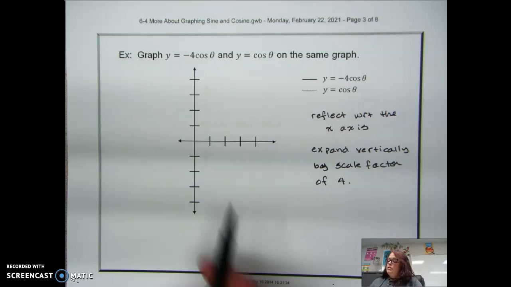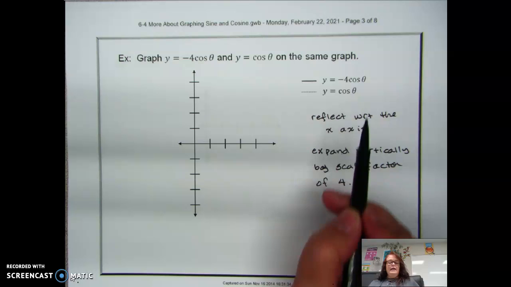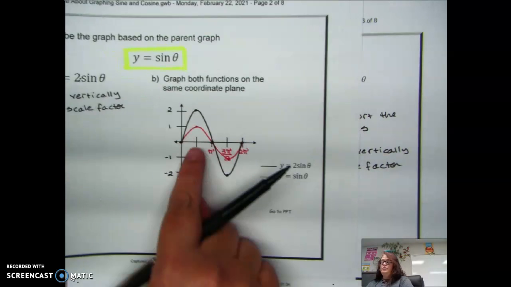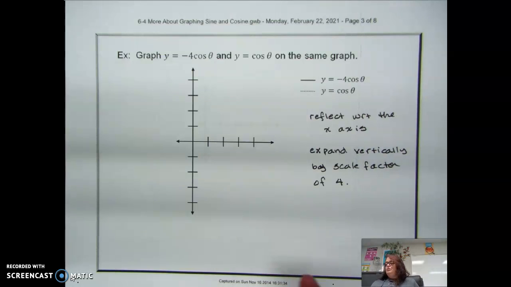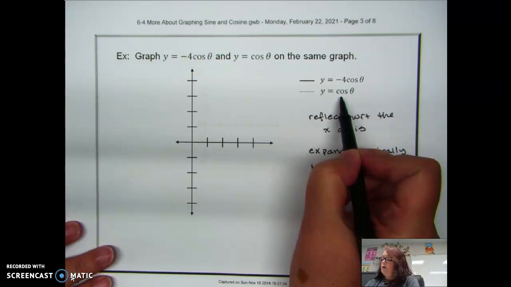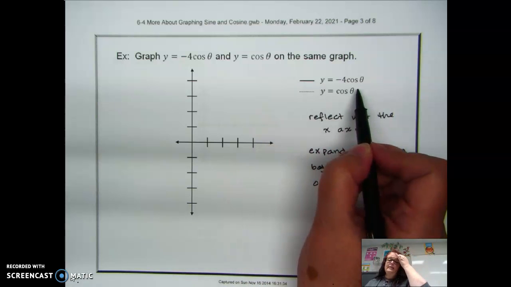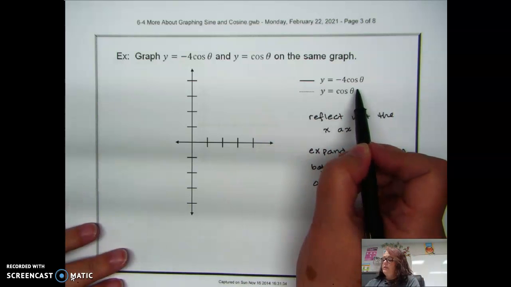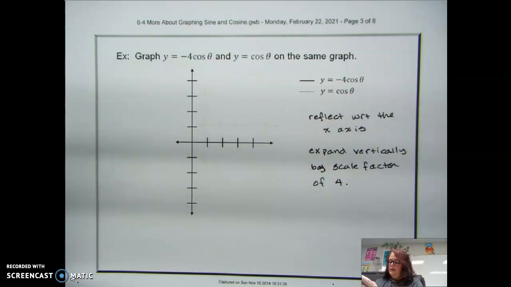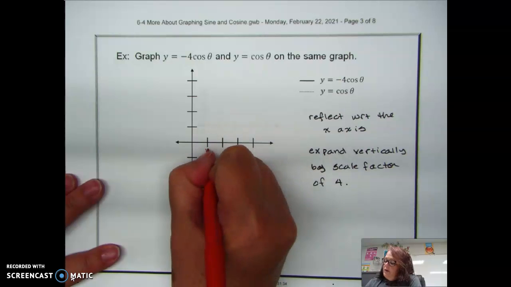Okay. So again, we're going to do a dashed line, which I just realized in my previous problem, I forgot to do. So the red one should have been dashed. But coming over here, my dashed line is going to be my parent graph of cosine of theta. And my solid line is going to be the graph that they're asking us for, which is the negative 4 cosine of theta.